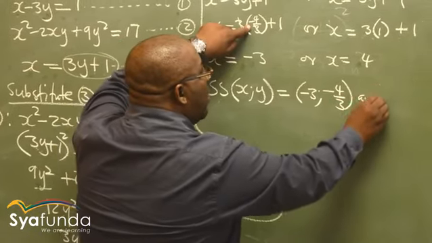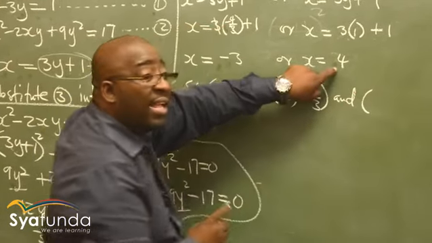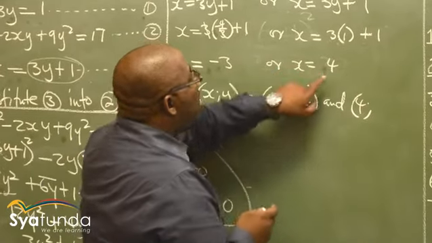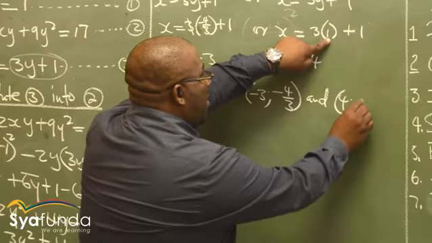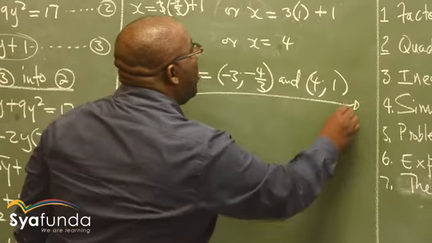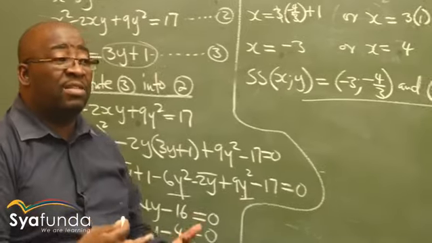And the second one, what was the value of x there? The value of x in this case is 4. 4 goes together with this 1. The corresponding y value was 1. So this is what we call our solution. This will make us get the maximum 7 marks. Thank you.